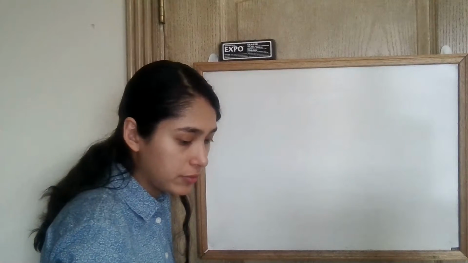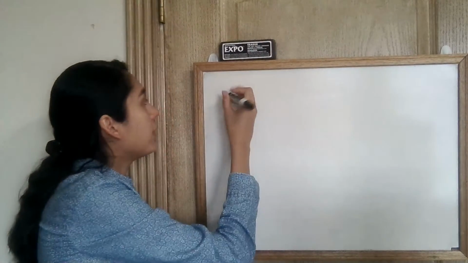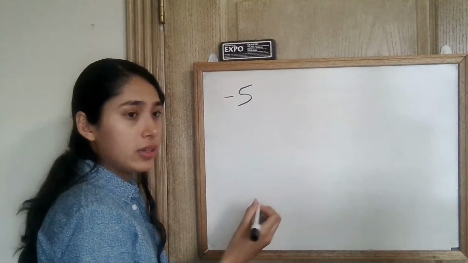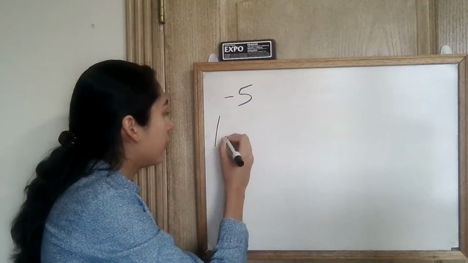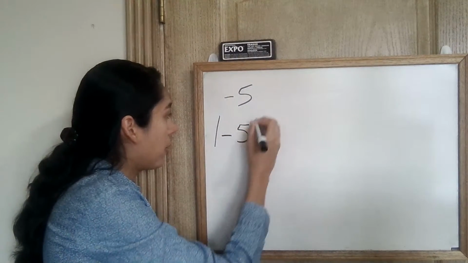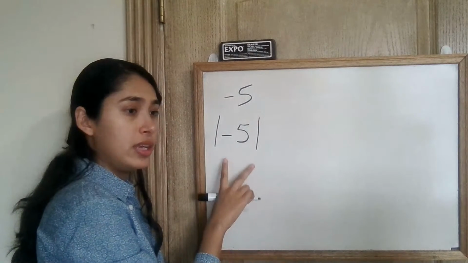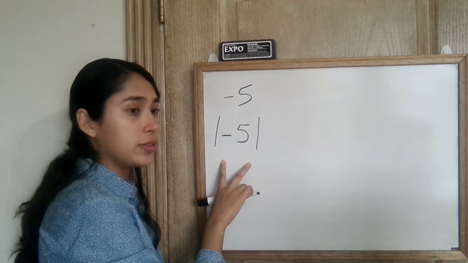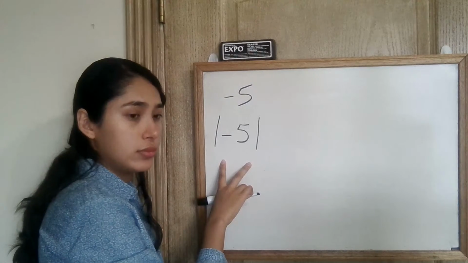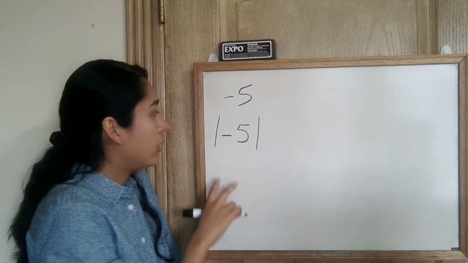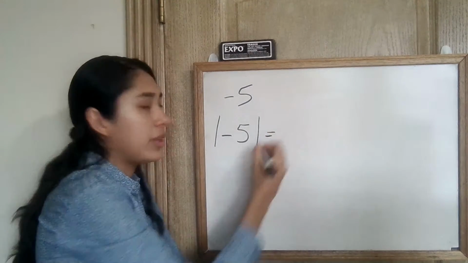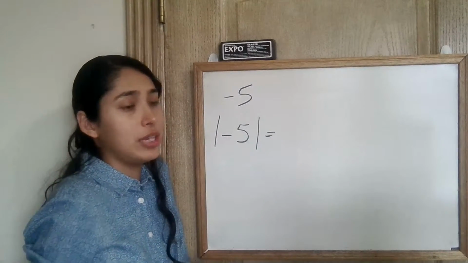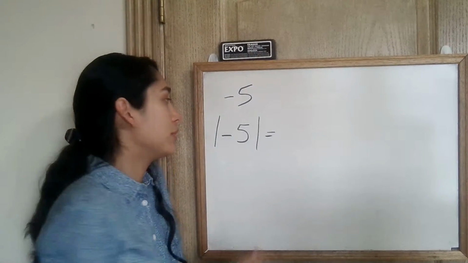So with absolute value, let's say here we have a value of -5. But if we have this symbol around it, these lines on the sides mean absolute value. So truly, with absolute value, it basically means if there's a negative sign, just ignore it. Everything just becomes positive.